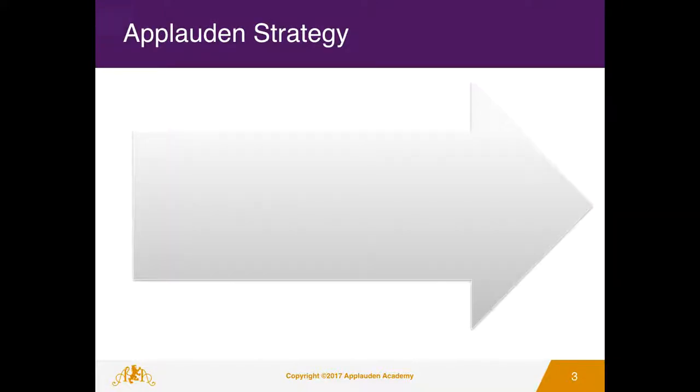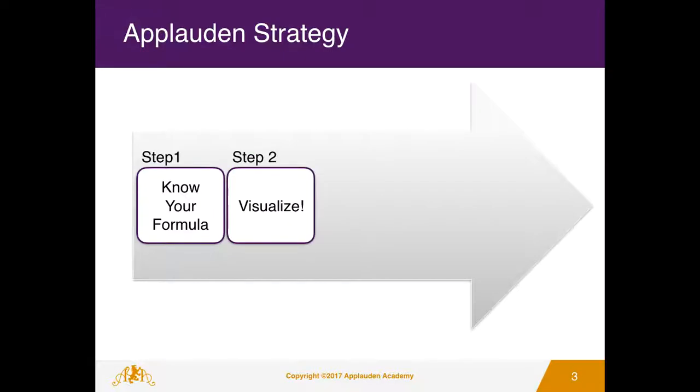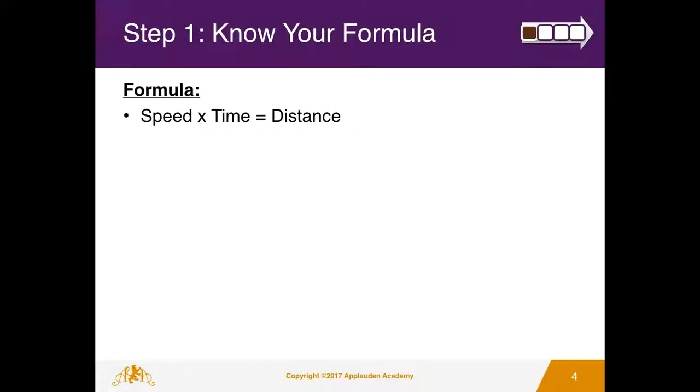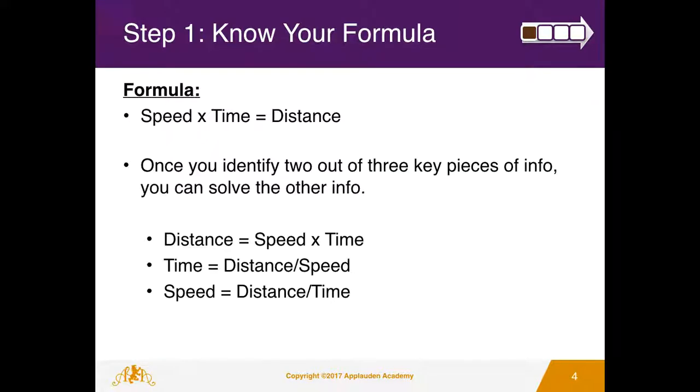Applauden Academy suggests using the following strategy. Know your formula, visualize, convert units if necessary, and solve the question. Let's take a look at the formula needed to solve this type of question. Speed multiplied by the time equals the distance. As long as we know any two key pieces of information, we can always find the third.